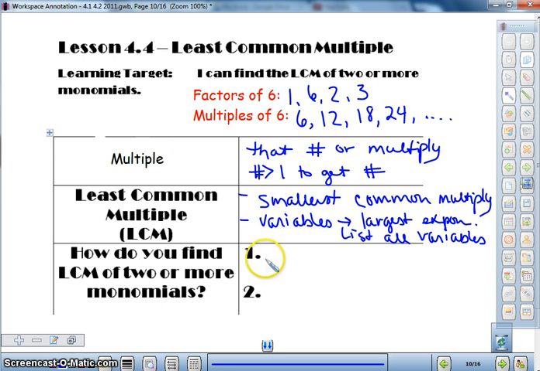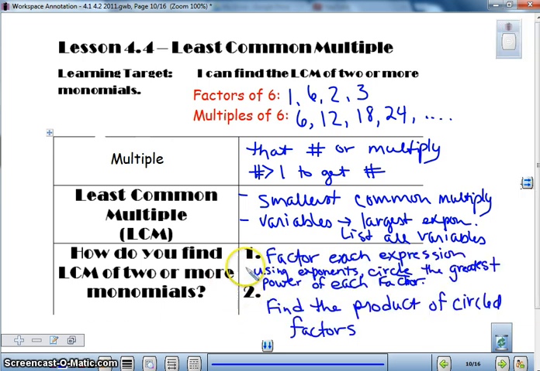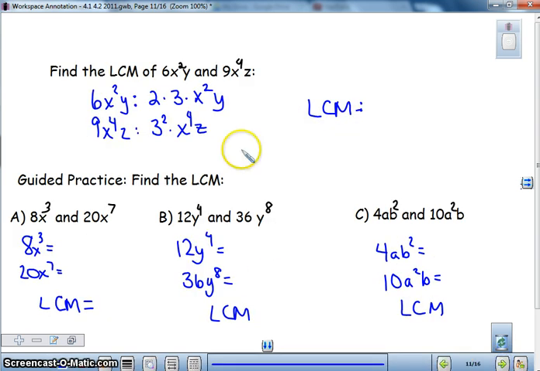Circle, then what we're going to do, I'm going to write these and you can pause it and copy it. So how do you find the least common multiple? You might want to stop the video. You're going to factor each expression using exponents, circle the greatest power of each factor, then find the product of what you circled. So here is an example that you're going to put on the bottom of this third page of notes.